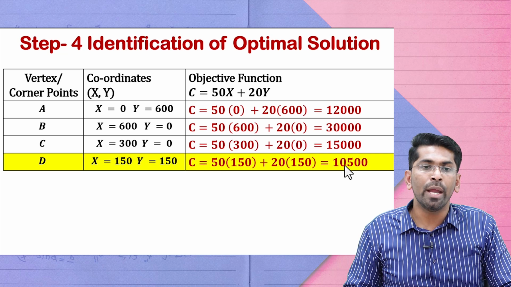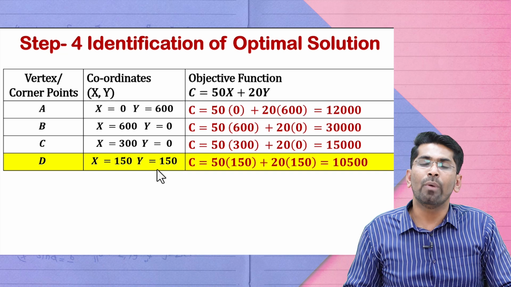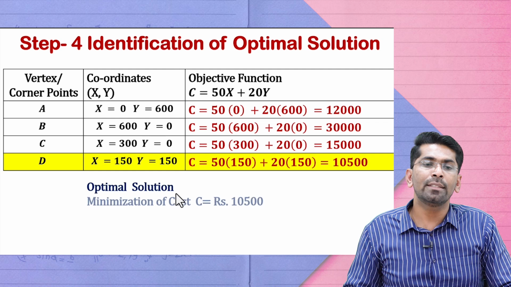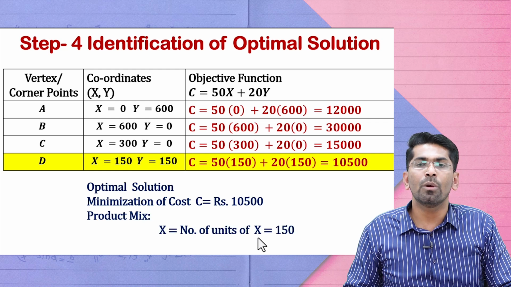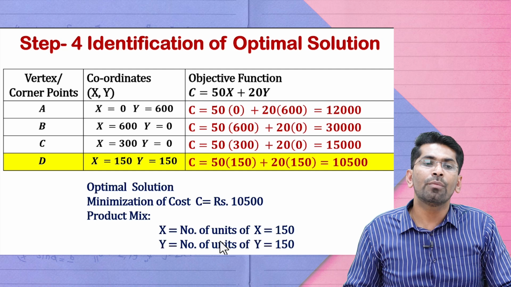At this particular point, the value of x is equal to 150 and the value of y is equal to 150. So here we can write that our optimal solution lies here, and the minimum cost, that is c, is equal to 10,500. In order to minimize the cost, the commodity x can be produced or consumed. Here it is 150, that is the number of units of x is equal to 150. Similarly, the number of units of commodity y is equal to 150.